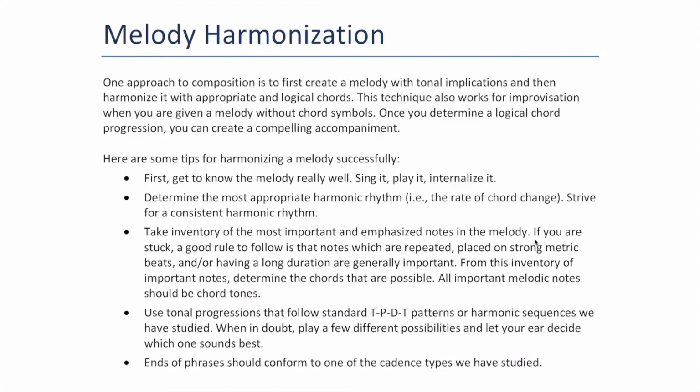And then you've got to do a little bit of analysis and figure out, hey, what notes in this melody are most important? Which ones should be the chord tones, meaning those notes are in the chords that you're using when you harmonize it. And then you want to choose progressions that make sense, conforming to the cadence types we've studied, using harmonic sequence, or one of the 1-4-5-1 patterns that we've studied. So let's take a look at a melody and see if we can figure out how we want to harmonize it.